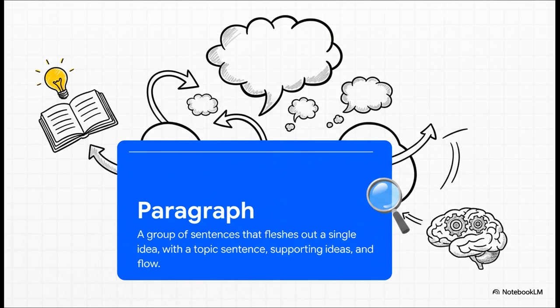What does that mean? It means it takes one main point, just one, what we might call ek hi khayal, and it expands on it. And that brings us to the golden rule, the most important thing to remember. One paragraph, one idea. That's it.